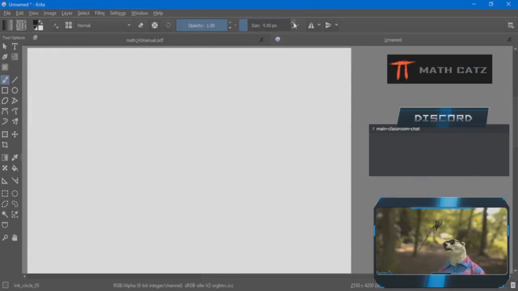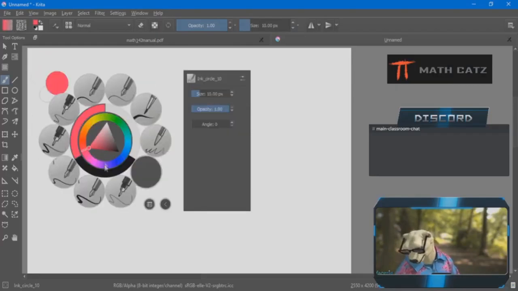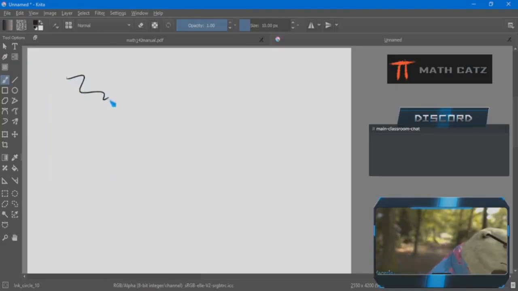I think I just have to increase my pen size here. This doesn't look right. Man, I'm all over the place today. Black. Can I get a black pen? There we go. That looks better. All right.